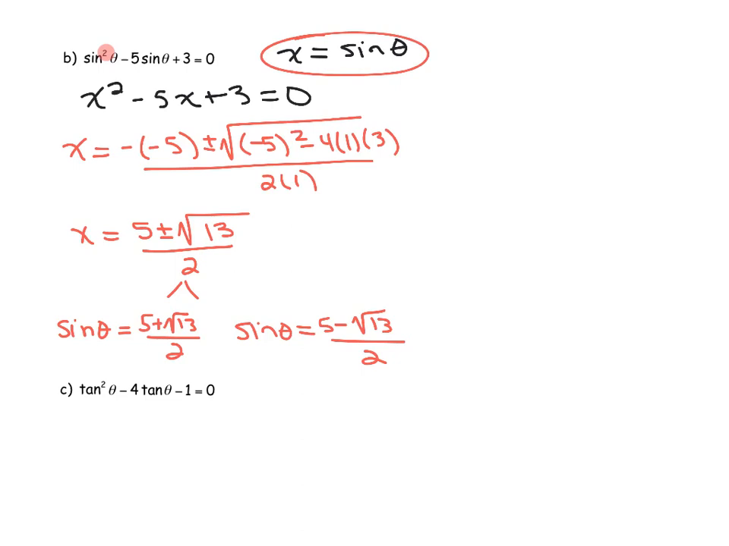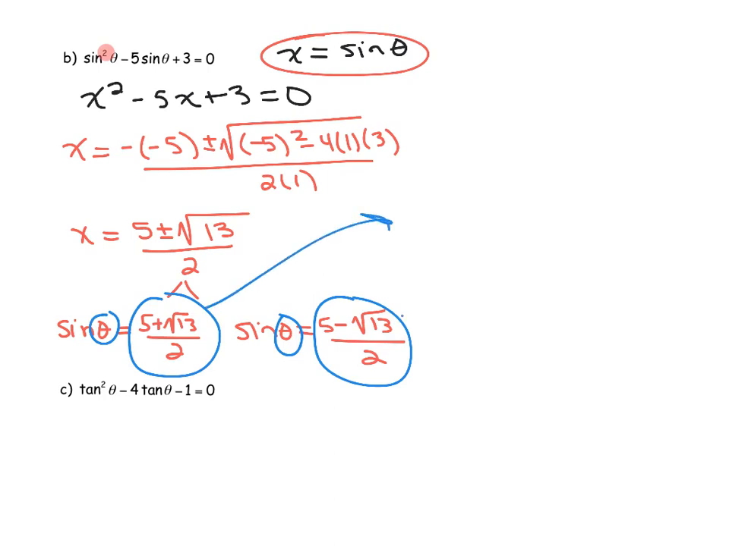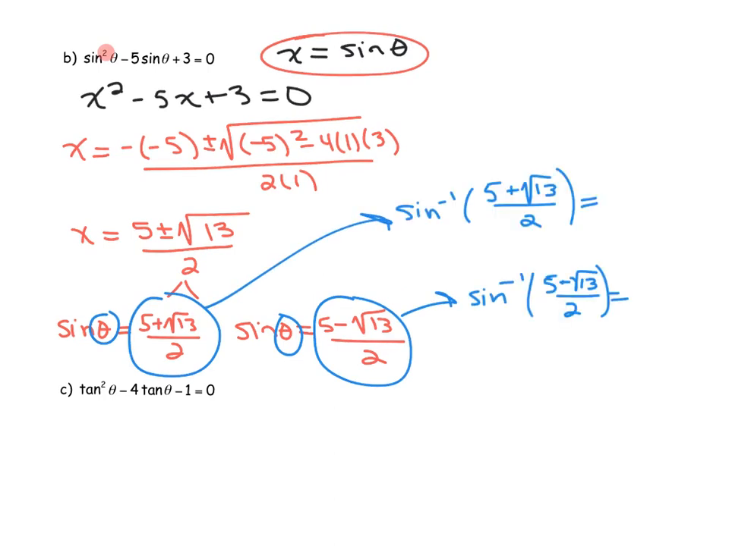Now we're solving for theta. So remember, when you solve for an angle measure, we have to use inverse trig. So I'm going to use sine inverse of this value and sine inverse of this value. So let's write that out. All right, and I'm just typing these both into the calculator. So let's do sine inverse of 5 plus rad 13 over 2, and let's see what we get. It doesn't exist. So that means this is the empty set. This does not exist.